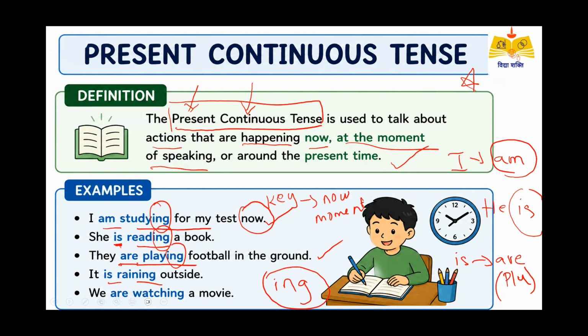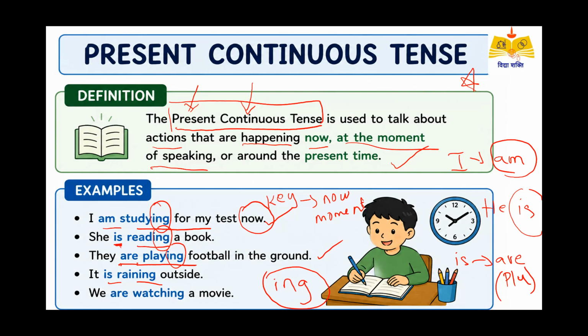Okay, so I am studying for my test now. She is reading a book. They are playing football in the ground. It is raining outside. They are watching a movie. So all these indicate that the action is happening now at this moment. So we refer to this tense as present continuous tense.